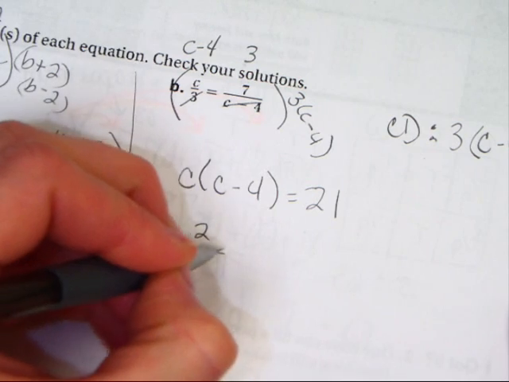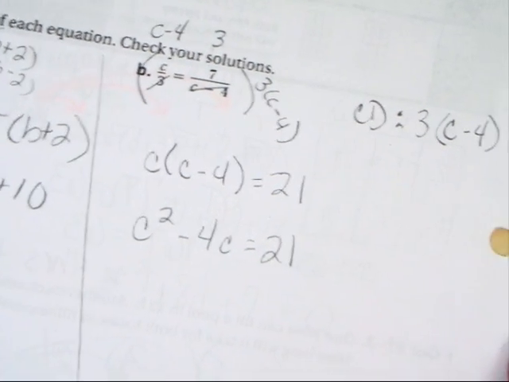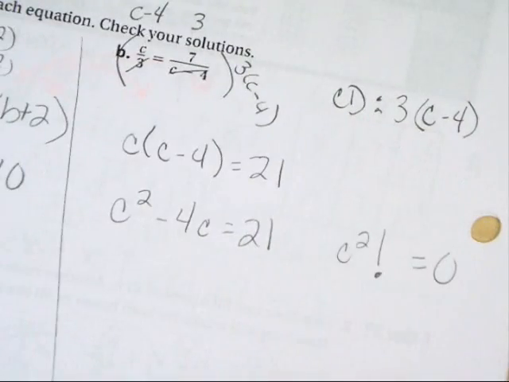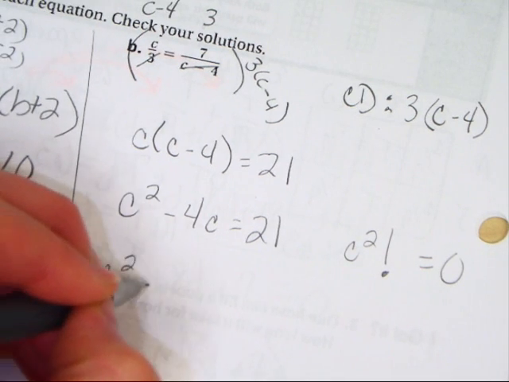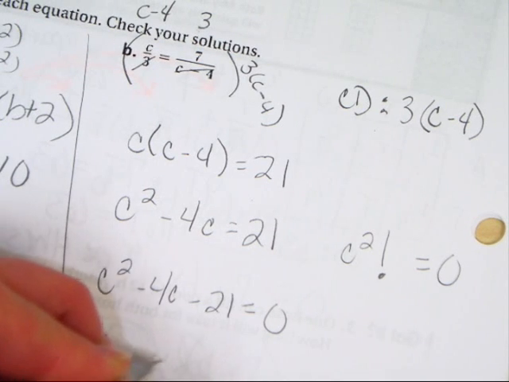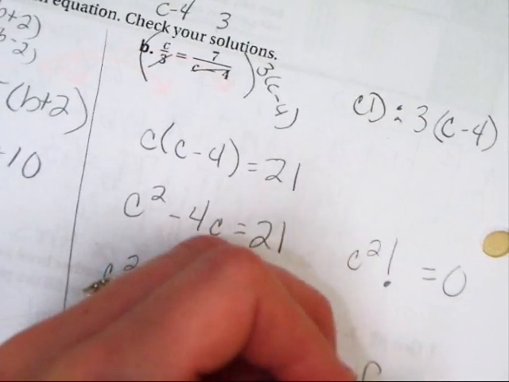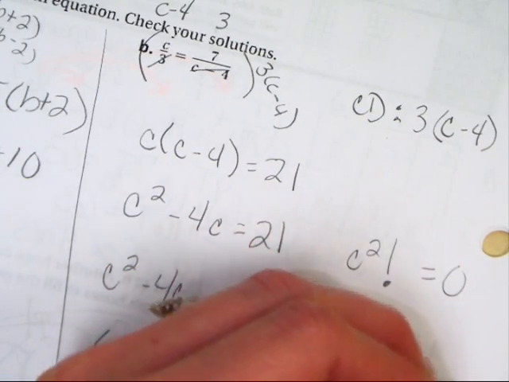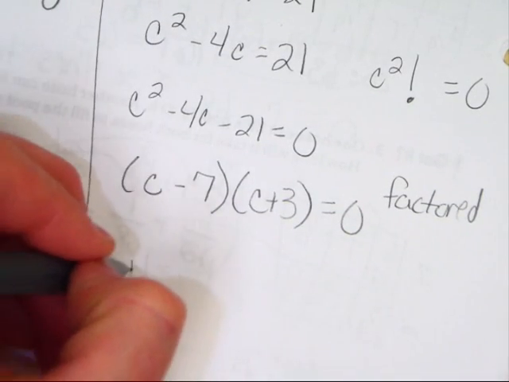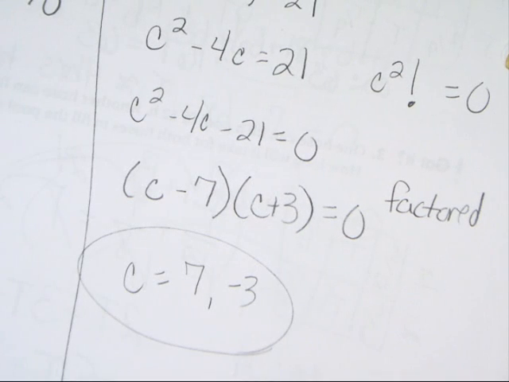That's c squared minus 4c equals 21. And you should now see why this problem is a little more difficult. You have a c squared, so you need to set it equal to 0. So I'll do c squared minus 4c minus 21 equals 0. That's c minus 7, c plus 3 equals 0, so I factored. And now you finish by setting them equal to zero and solving. So you get c equals 7 and c equals negative 3.